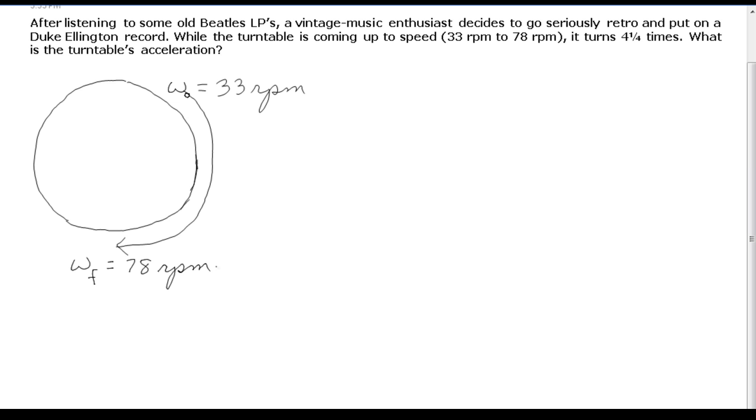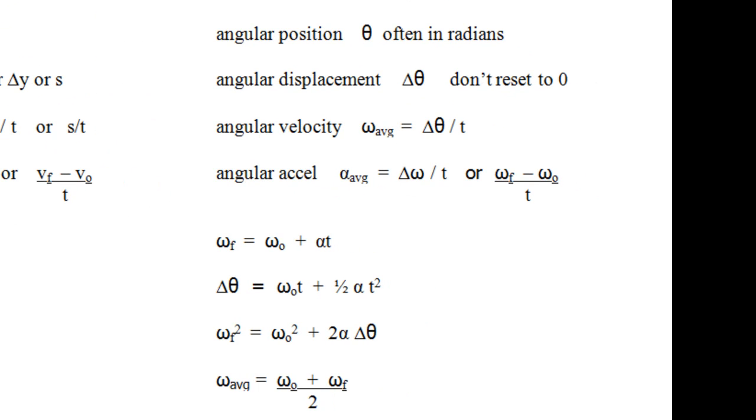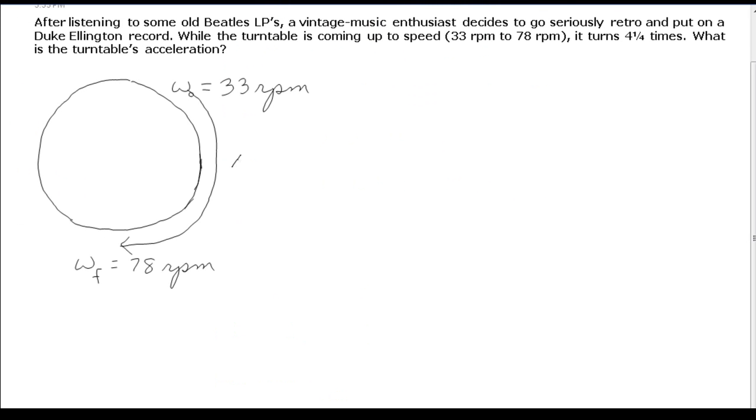We also have that the turntable turns 4 1/4 times. How many times it turns would be telling the angular displacement, and from our reference sheet we can see that that would be a delta theta, the change in its position. Delta theta is equal to 4.25 revolutions.